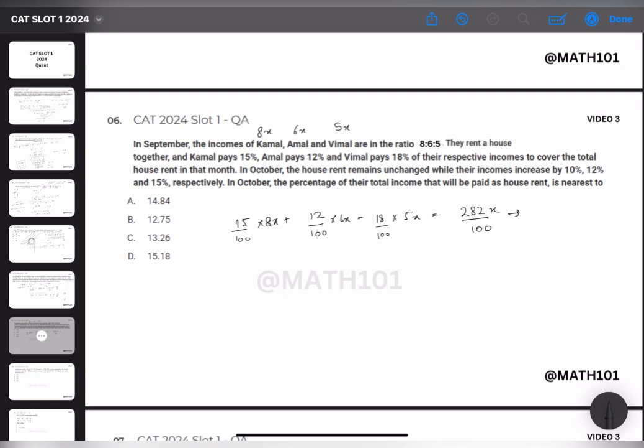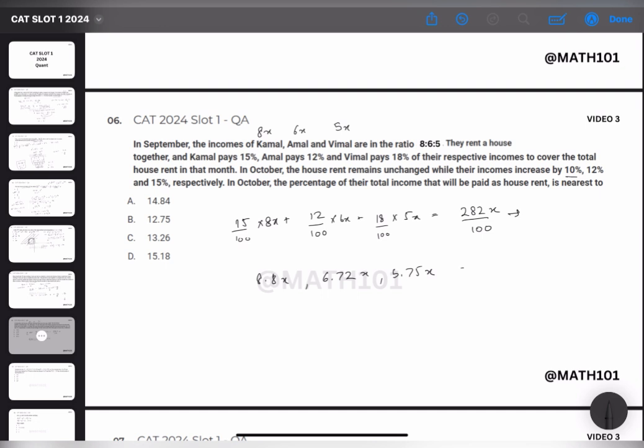This is the total rent. Their incomes increase by 10%, so Kamal's income becomes 8.8x. 12%, so 1.12 into 6x is 6.72x, the income of Amal. 15%, so 1.15 into 5 is 5.75x. This is their new income.